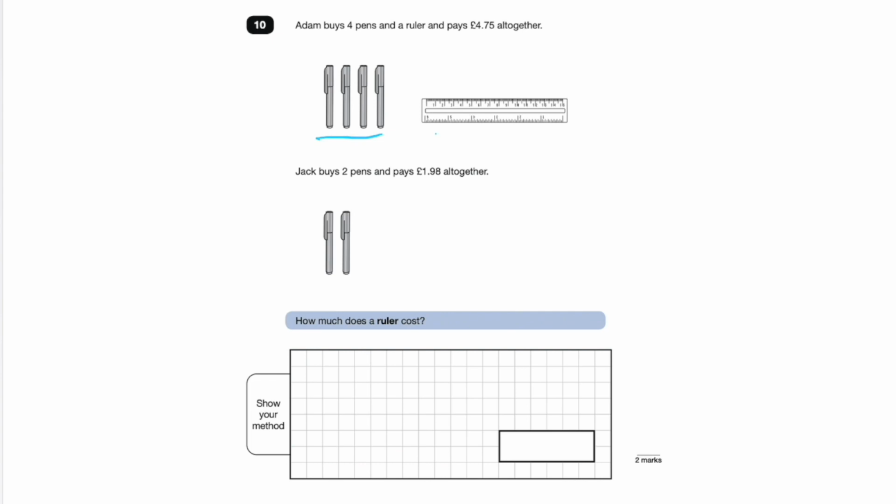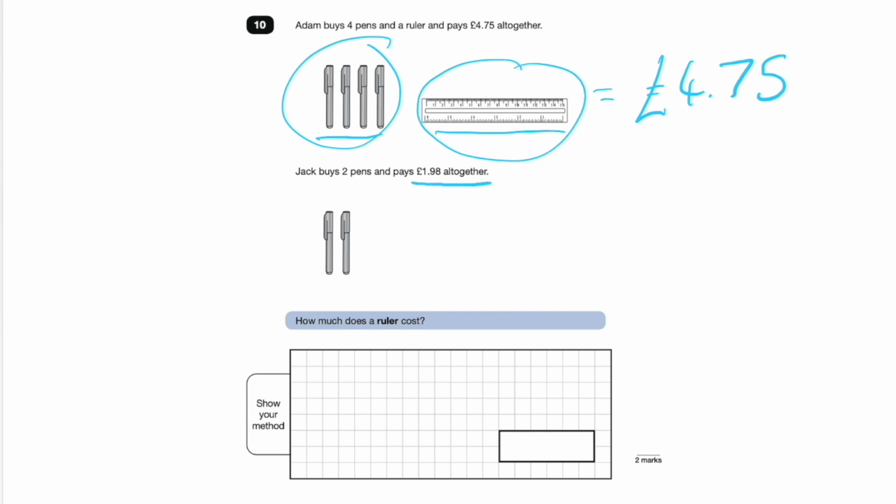So our 4 pens and 1 ruler equals £4.75. Then it says Jack buys 2 pens but only pays £1.98 altogether. How much does the ruler cost? Okay, so we've got a little bit of working out to do here. So because Adam has 2 variables, because he's bought pens and a ruler, we're not really going to be able to use Adam to help us find out what each of these values is worth. But Jack has only bought pens, and he bought 2 of them for £1.98. So to find out how much 1 pen is, we can just divide our £1.98, or 198 pence, by 2.